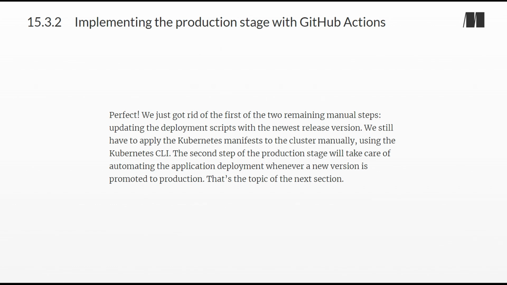Perfect! We just got rid of the first of the 2 remaining manual steps, updating the deployment scripts with the newest release version. We still have to apply the Kubernetes manifests to the cluster manually using the Kubernetes CLI. The second step of the production stage will take care of automating the application deployment whenever a new version is promoted to production. That's the topic of the next section.